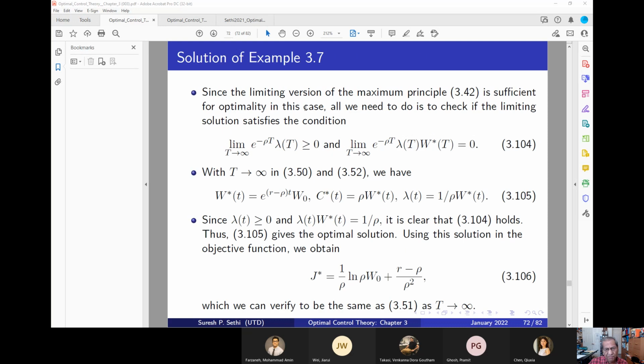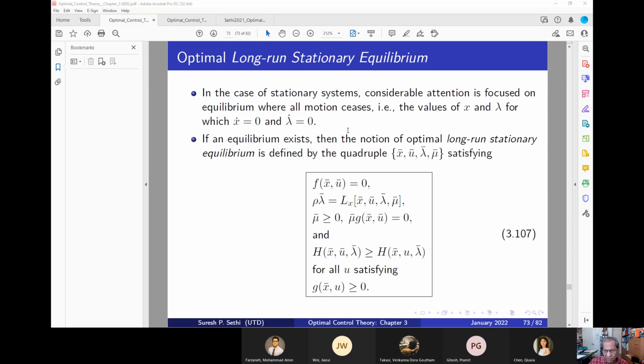There's a concept of optimal long-run stationary equilibrium. It's a concept that says that in a stationary system, there is some sort of equilibrium. By equilibrium, we mean x dot equal to 0, lambda dot equal to 0, where all motion will cease.